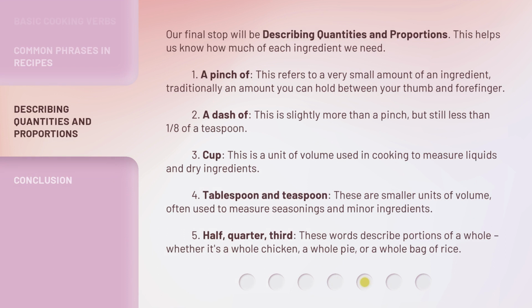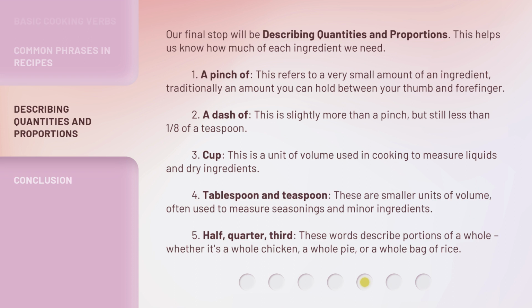Our final stop will be describing quantities and proportions. This helps us know how much of each ingredient we need. 1. A pinch of. This refers to a very small amount of an ingredient, traditionally an amount you can hold between your thumb and forefinger. 2. A dash of. This is slightly more than a pinch, but still less than 1/8 of a teaspoon.